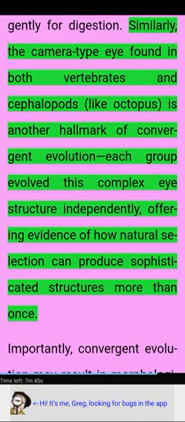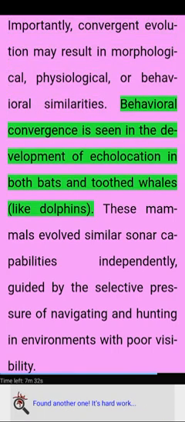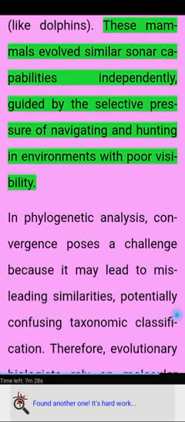Each group evolved this complex eye structure independently, offering evidence of how natural selection can produce sophisticated structures more than once. Importantly, convergent evolution may result in morphological, physiological, or behavioral similarities. Behavioral convergence is seen in the development of echolocation in both bats and toothed whales like dolphins. These mammals evolved similar sonar capabilities independently, guided by the selective pressure of navigating and hunting in environments with poor visibility.